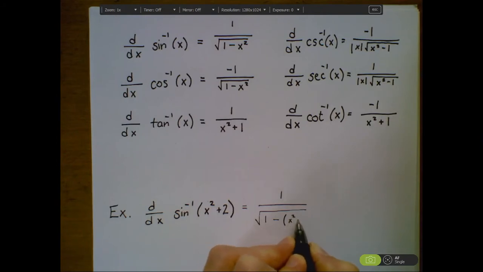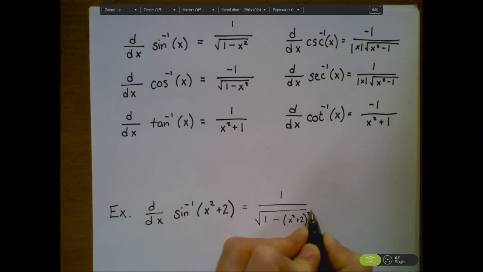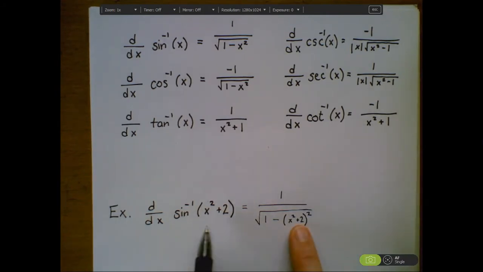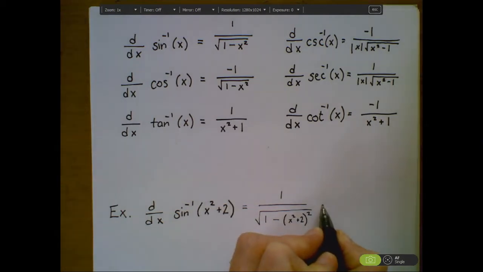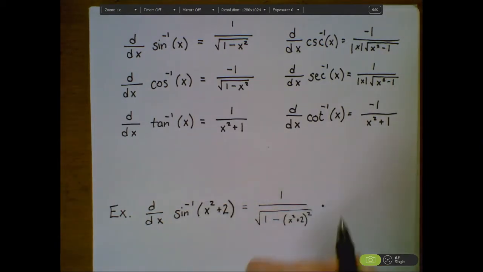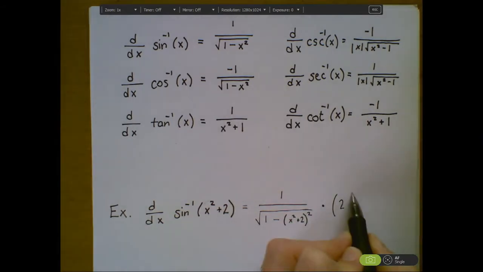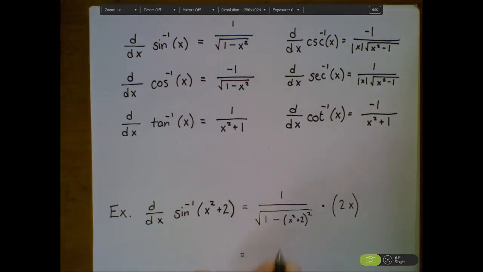So this is x squared plus 2 plugged into my function, right? Because for the derivative of the outside function, this whole piece stands in for x, times the derivative of the inside function. What's the derivative of x squared plus 2? It's 2x plus 0. The derivative of the 2 is a constant. So I can simplify this and write this as 2x divided by the square root of 1 minus, I'm going to keep it as x squared plus 2 squared.